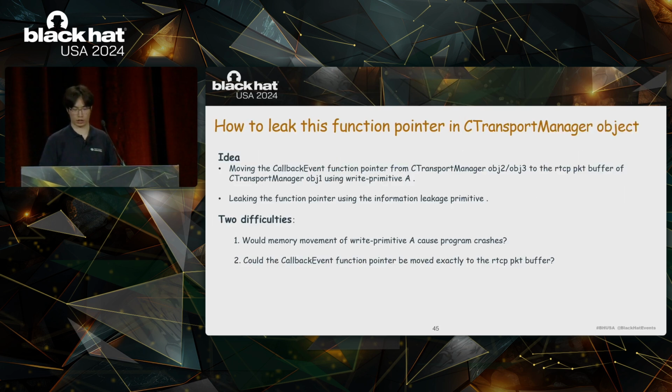Then we have the solution to leak the function pointer callback event. We will move this function pointer from the second, third C transport manager into the first one's RTCP packet buffer and use the respond TMMBN packet, previously used for leaking object address, to leak this function pointer value this time. But there are 2 challenges we must face. The first one, will the memory shift of write primitive A cause a program crash. And the second one, can the desired function pointer callback event be moved exactly to the RTCP packet buffer.